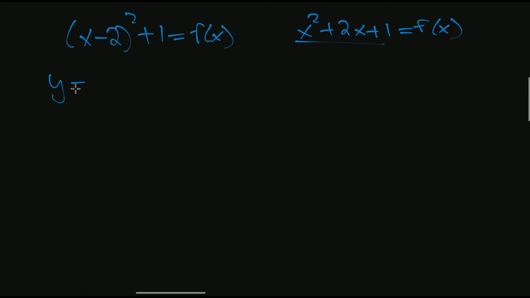So the most basic parabola, which is what a quadratic looks like as a graph, is y = x². This is the parent graph, and it looks like this. It's centered at (0, 0). This is called the vertex.